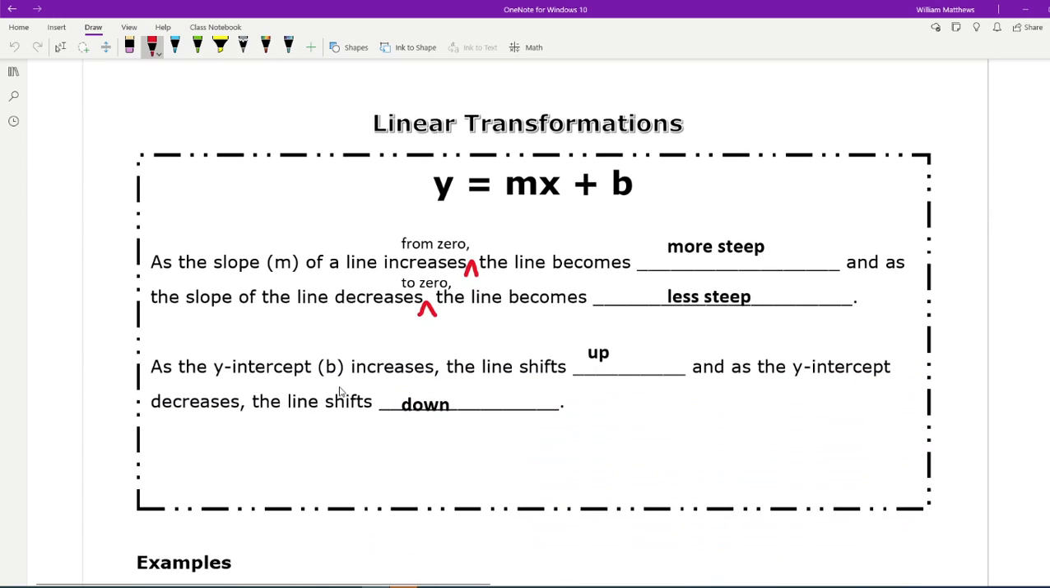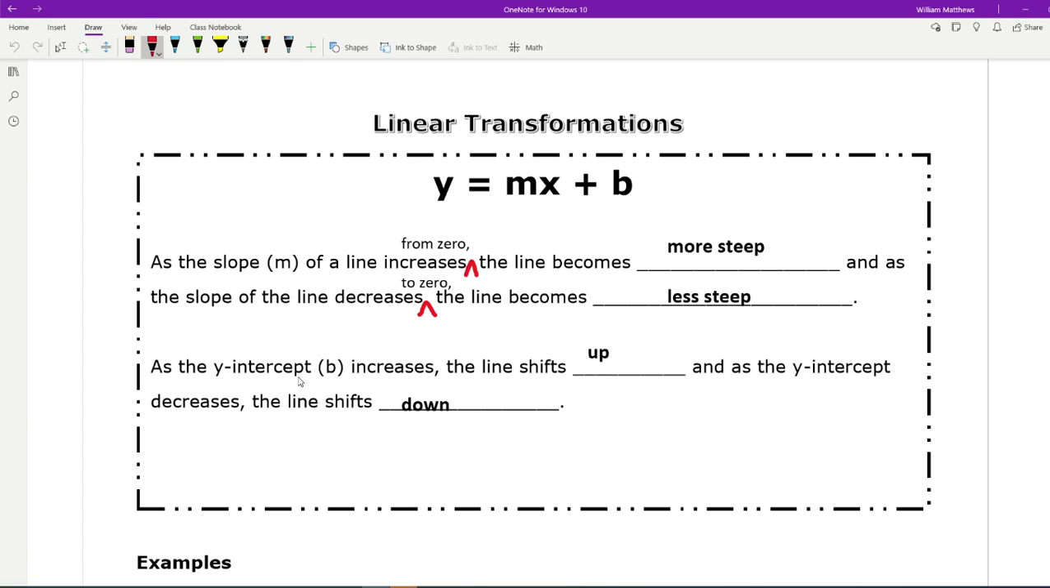For linear transformation, I had to add a little bit to my notes. They were worded in a way that I didn't really like too much, but as the slope of a line increases from 0, so this means that we're increasing the distance from 0, the line becomes more steep. And as the slope of the line decreases to 0, the line becomes less steep. So as long as our value is becoming farther from 0, we are going to have a more steep slope.